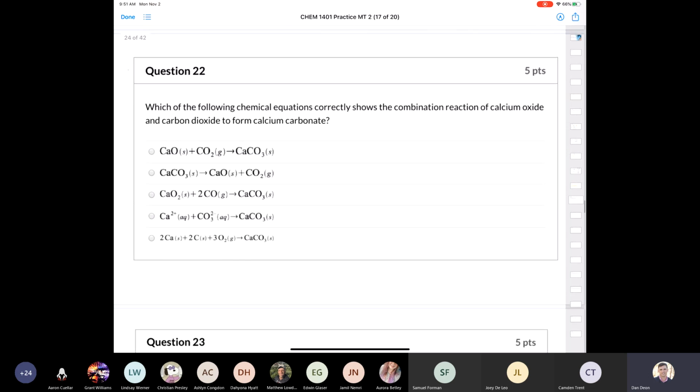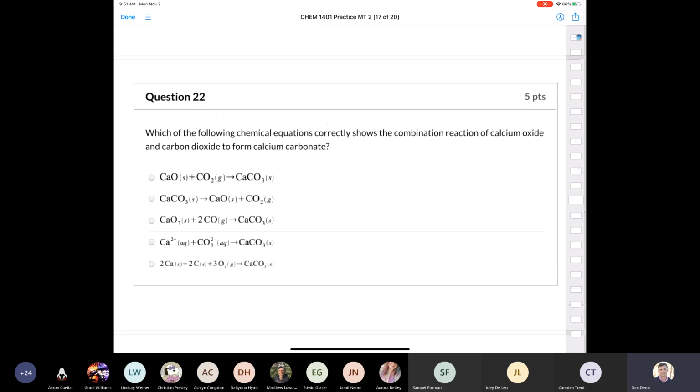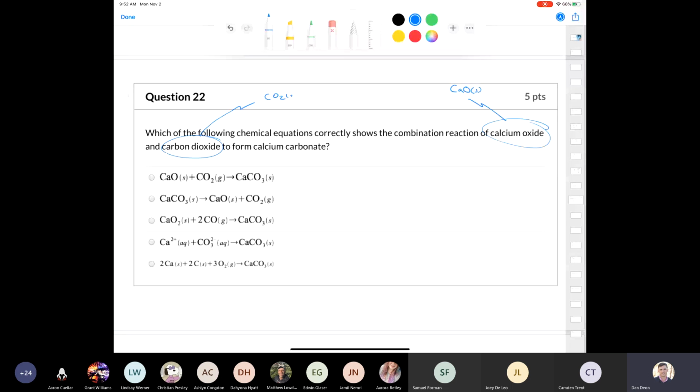All right, another question that involves a reaction. Number 22, which of the following chemical equations correctly shows the combination of calcium oxide and carbon dioxide to form calcium carbonate? Again, exercise your nomenclature skills. Calcium oxide, formed from a metal and a non-metal, will be calcium oxide. If it's ionic, it's going to be a solid at room temperature. Hopefully by now you know that CO2 is a greenhouse gas. It's CO2 gas and calcium carbonate.